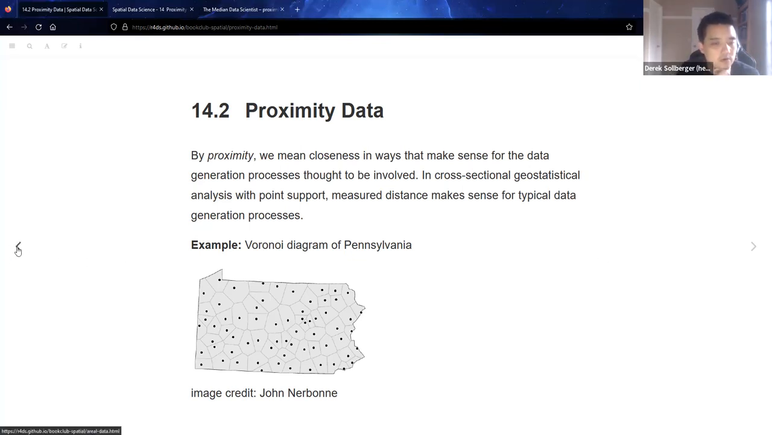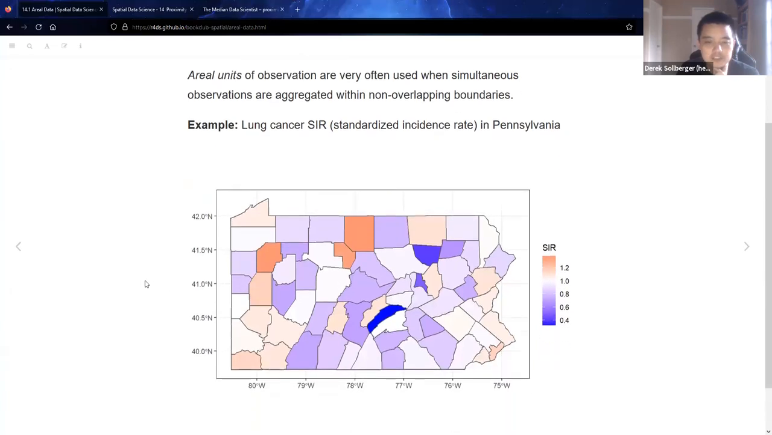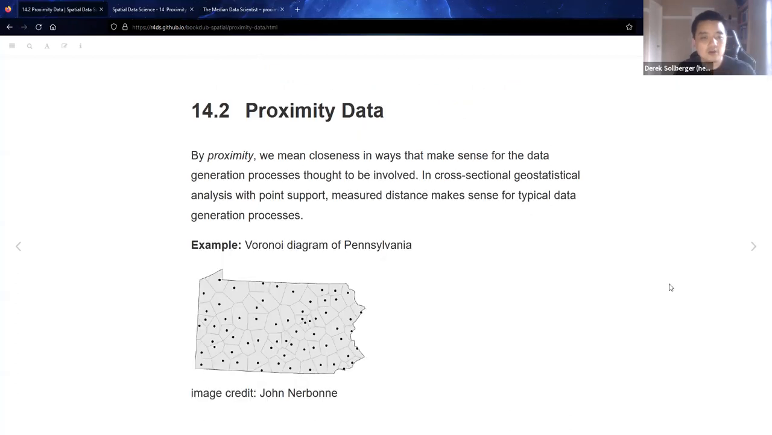Flipping through again very quickly, the areal data example was the counties, and the proximity data example was the Voronoi diagram.